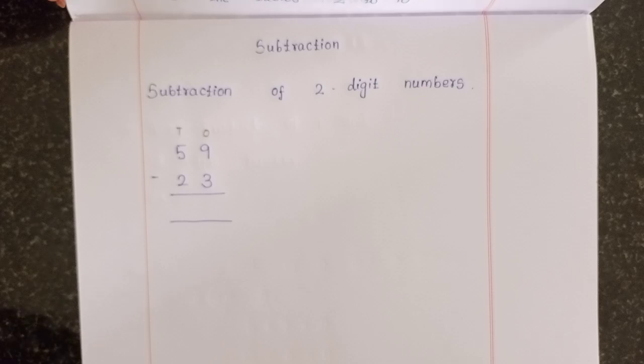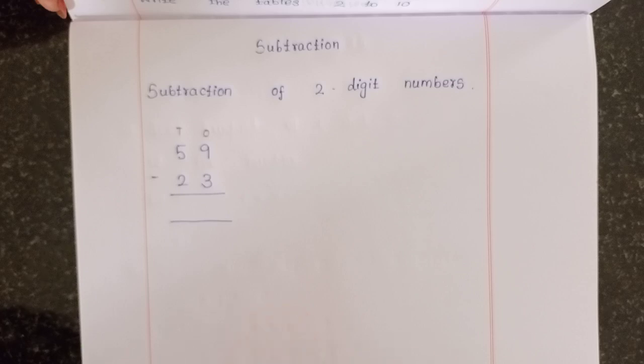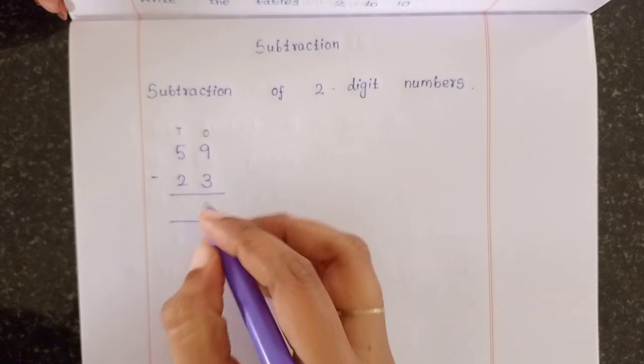All of you take 9 fingers. Then you cut 3, and how many fingers remain? 6. So the answer is 6. Yes or no? Remaining you have how many fingers? 6 fingers. So the answer is 6.